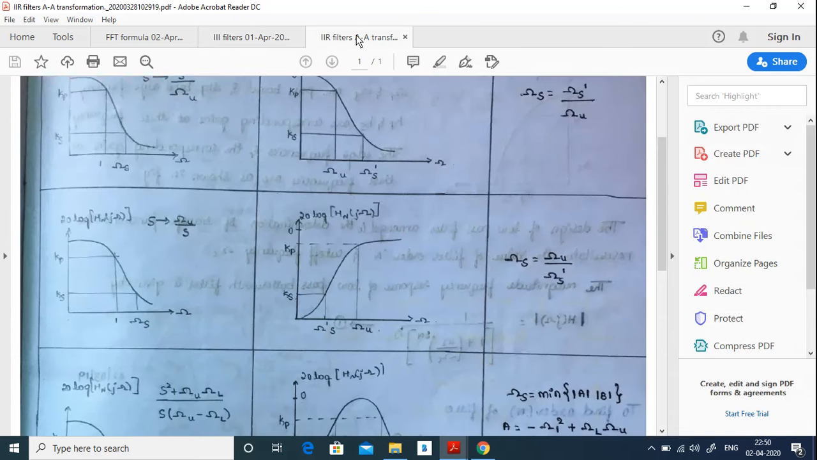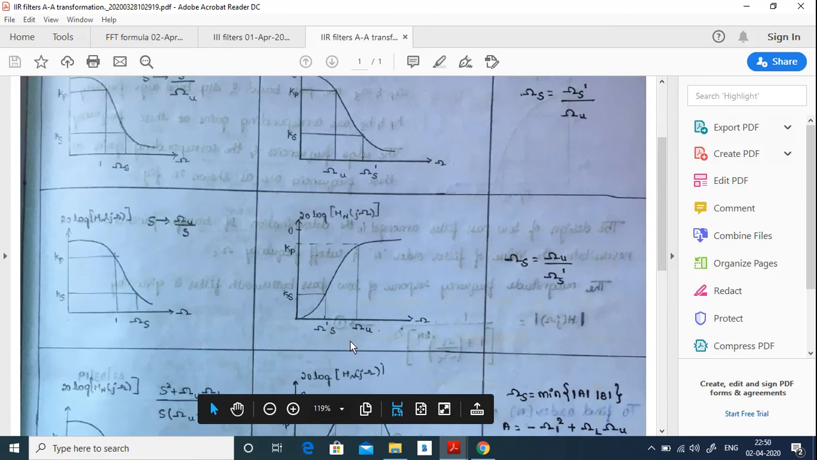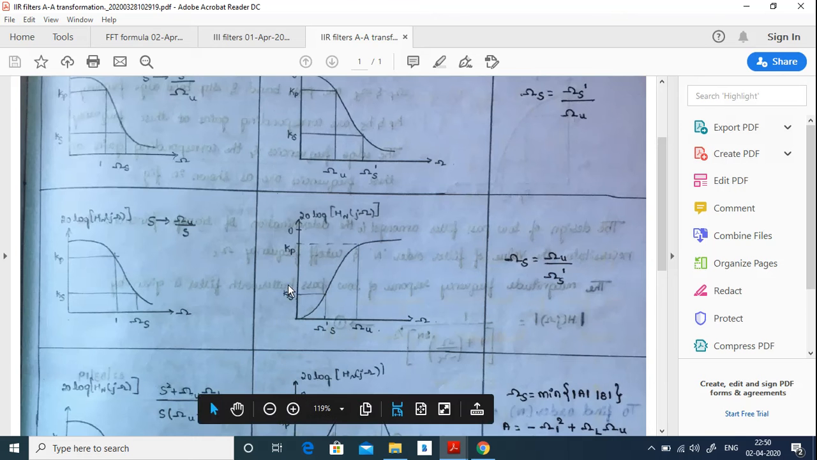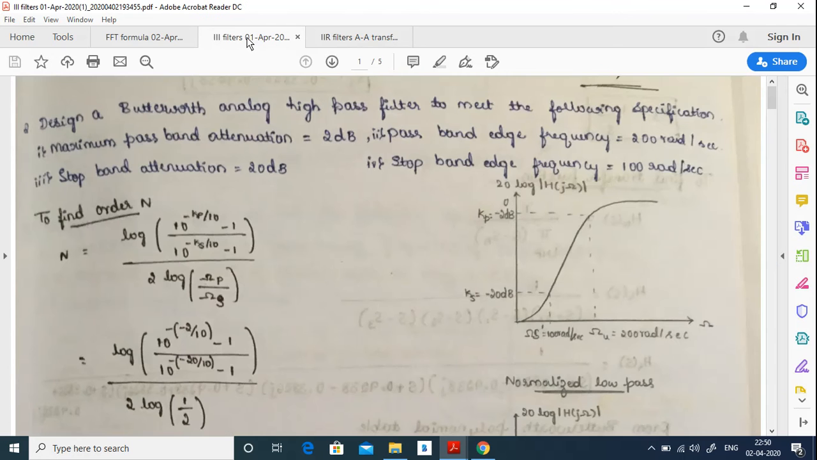So if you could recollect this, this is the typical magnitude frequency response in case of high pass filter, and the specifications that you are supposed to remember in case of high pass filters are Kp, Ks along y-axis and omega s dash, omega u along x-axis. The same specifications they have given in the problem. I will go through the problem.